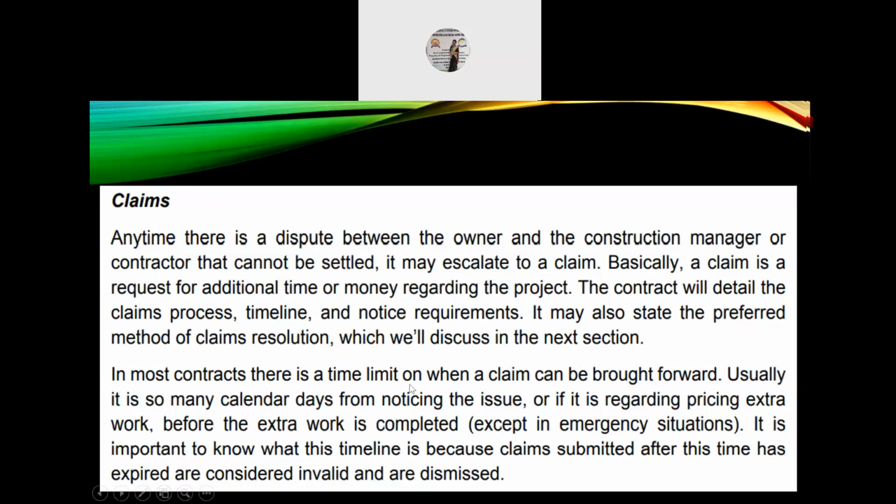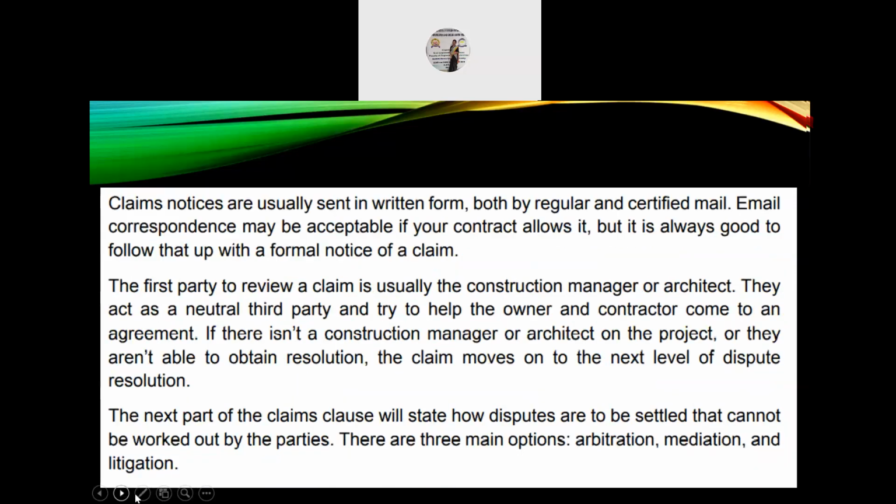So, in most contracts, there is a time limit on when a claim can be brought forward. Usually, it is so many calendar days from noticing the issue, or if it is regarding pricing extra work, before the extra work is completed. Except in emergency situations, it is important to know what this timeline is, because claims submitted after this time has expired are considered invalid and are dismissed.